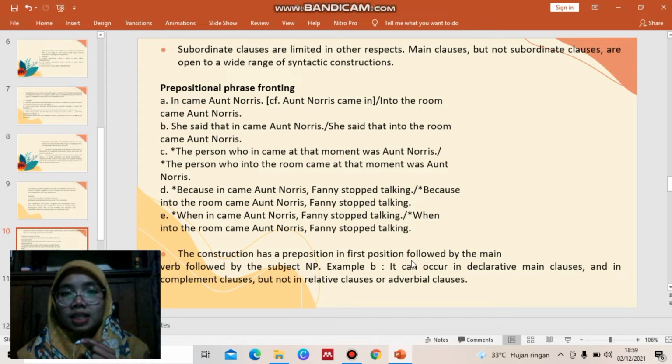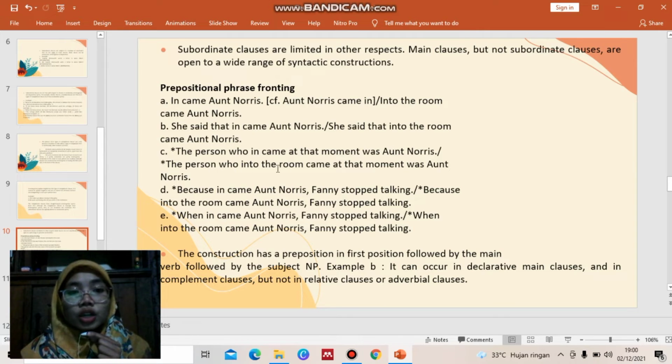Subordinate clauses are limited in other respects. Main clauses, but not subordinate clauses, are open to a wide range of syntactic constructions. Okay? Now, prepositional phrase fronting. A. In came unnoticed. Unnoticed came in or into the room came unnoticed. B. She said that in came unnoticed. She said that into the room came unnoticed. C. The person who in came at that moment was unnoticed. The person who into the room came at the moment was unnoticed.